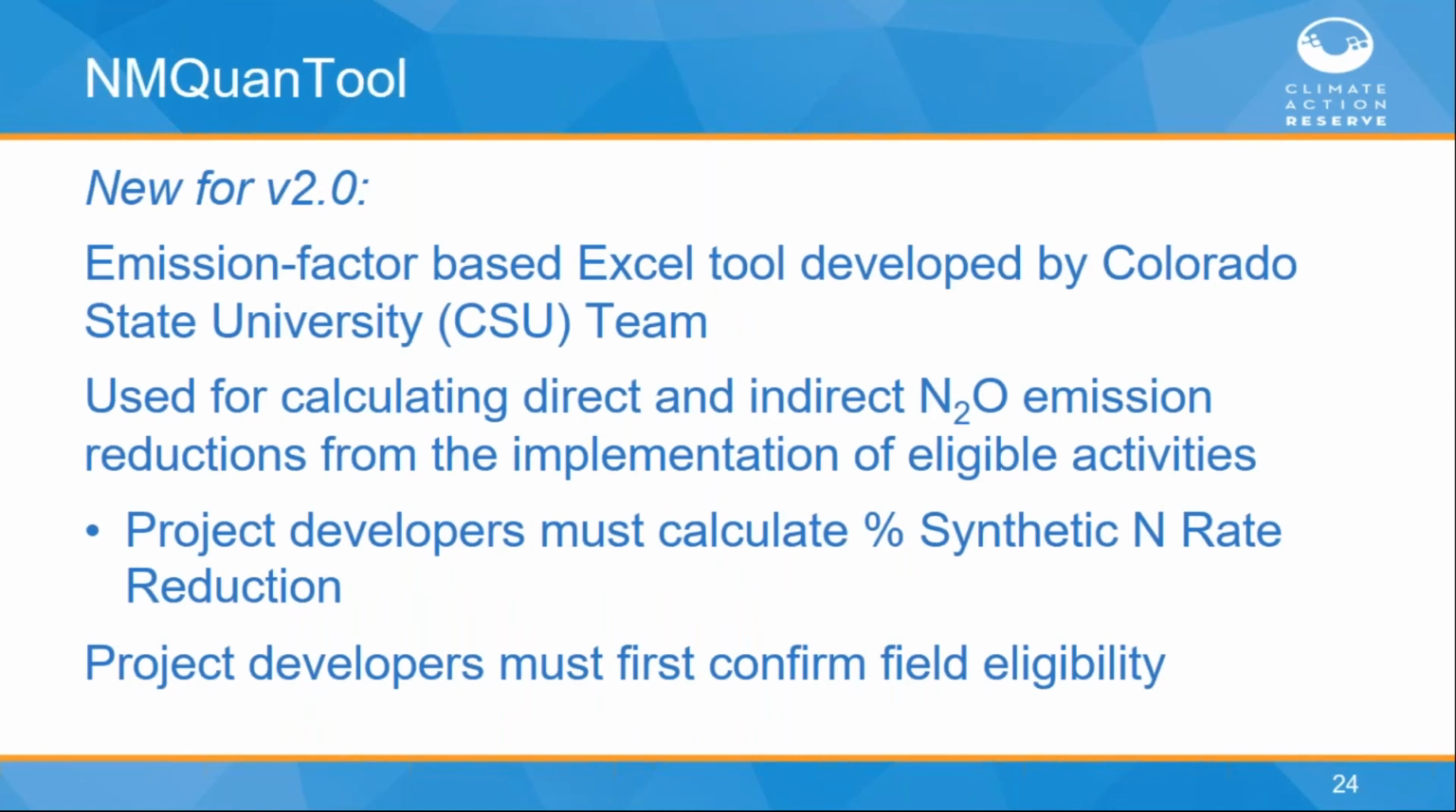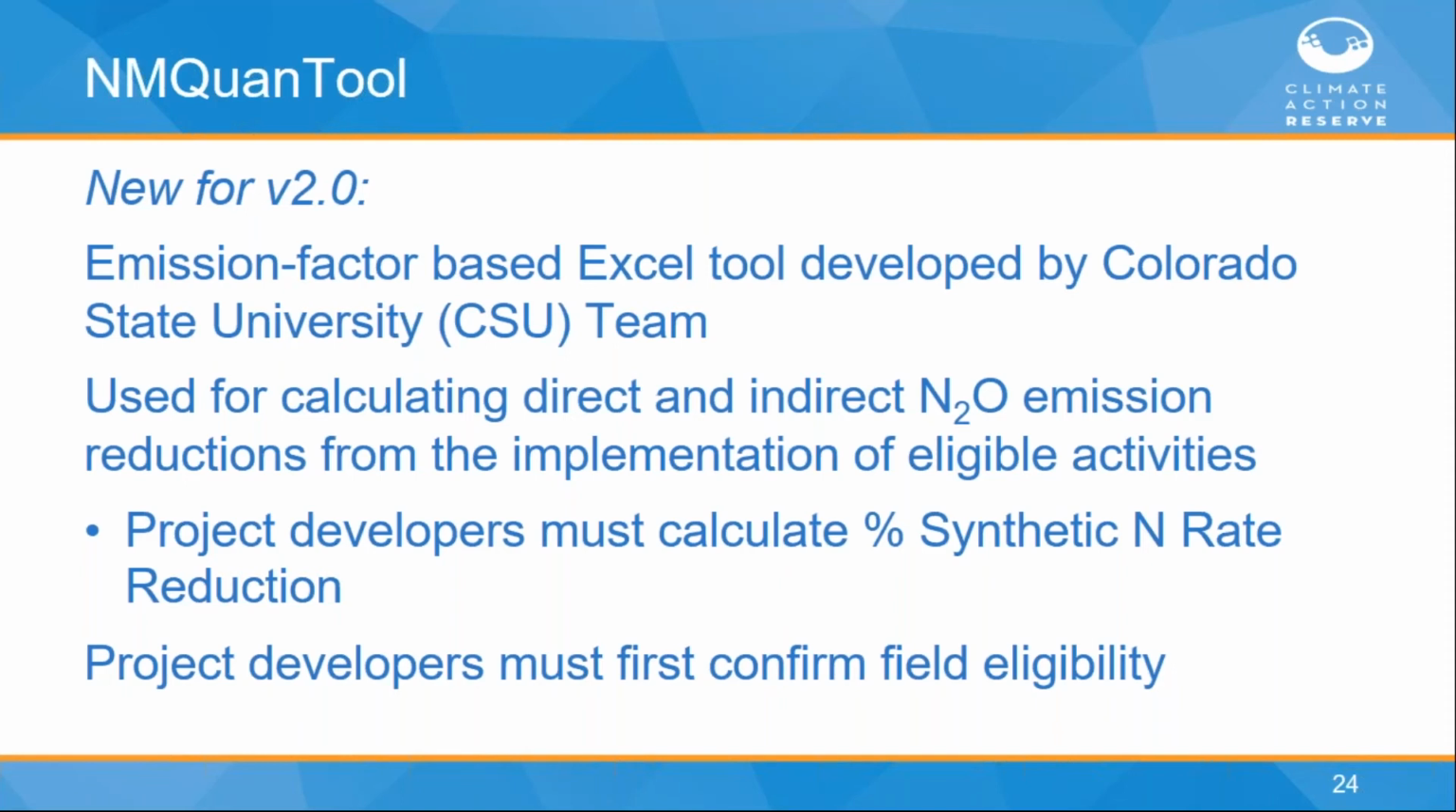In quantifying our greenhouse gas emissions, they are the emission reductions. Emission reductions are associated with the change in the N2O emission, direct and indirect N2O emissions, as quantified with our new standardized methodology developed by CSU, the NMQuan Tool. Those primary effect emission reductions are quantified using the NMQuan Tool for the eligible activities: the synthetic N rate reductions and the use of one of those enhanced efficiency fertilizer products.